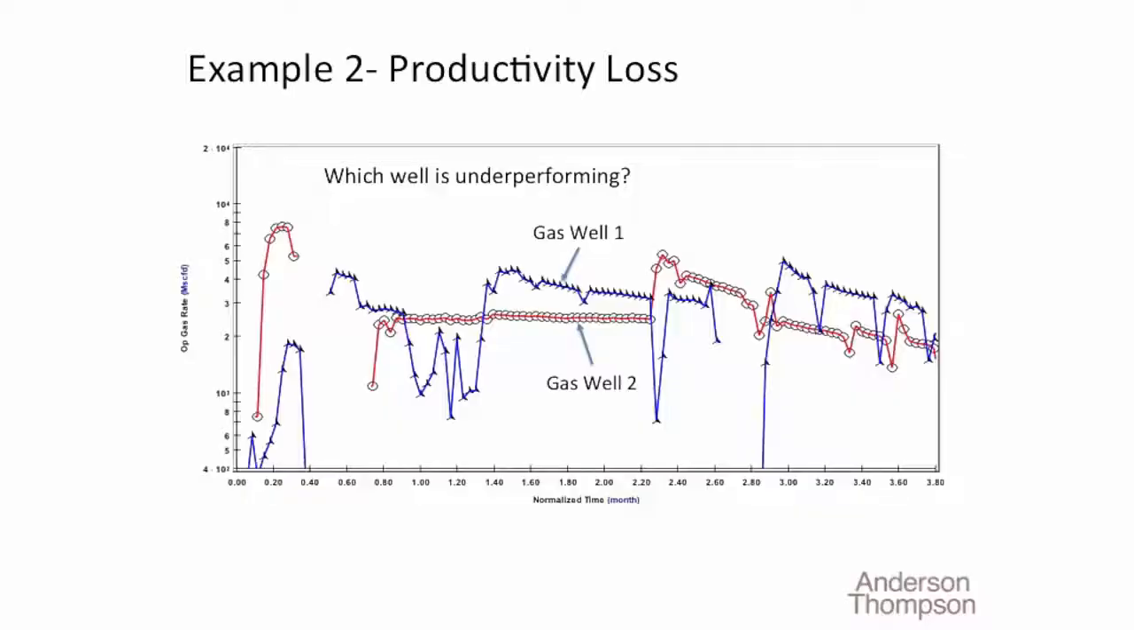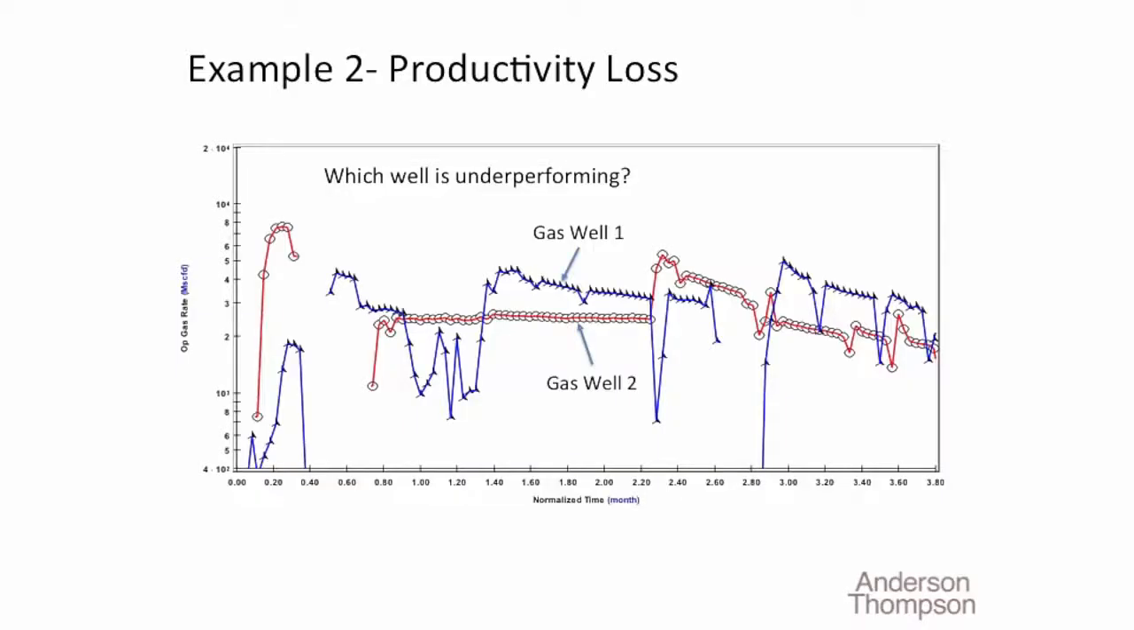Here's another example. This one's a little more difficult to spot and potentially more difficult to fix, but probably more common, right? Every well that's ever been drilled, as it produces, will experience some sort of productivity loss, right? A loss in its productivity index. So gas well number 1, gas well number 2, which one is underperforming?